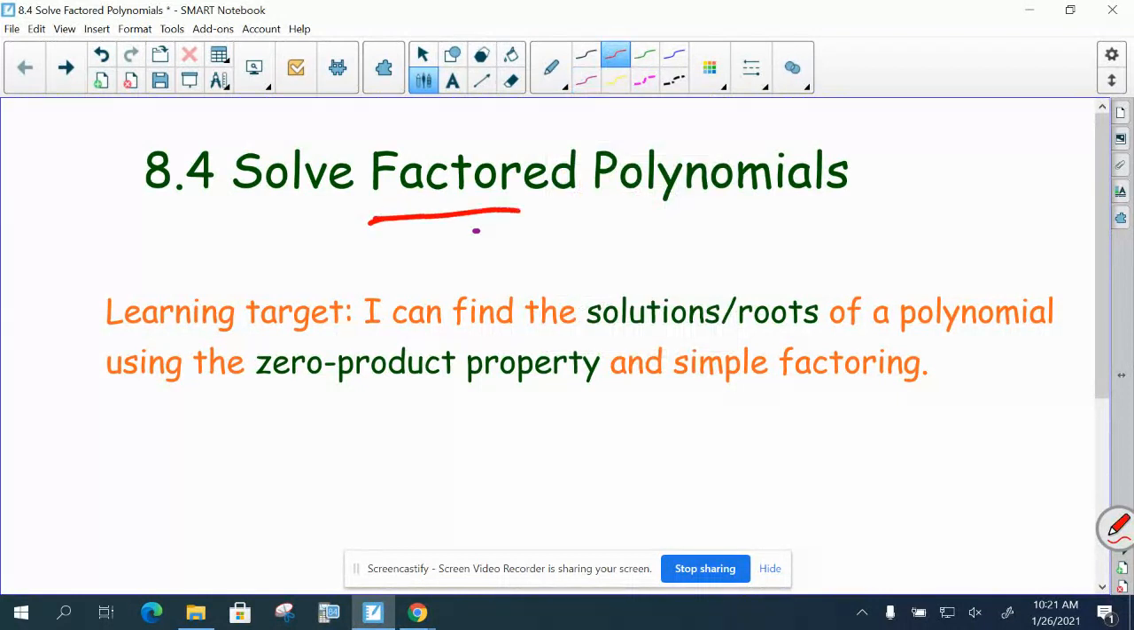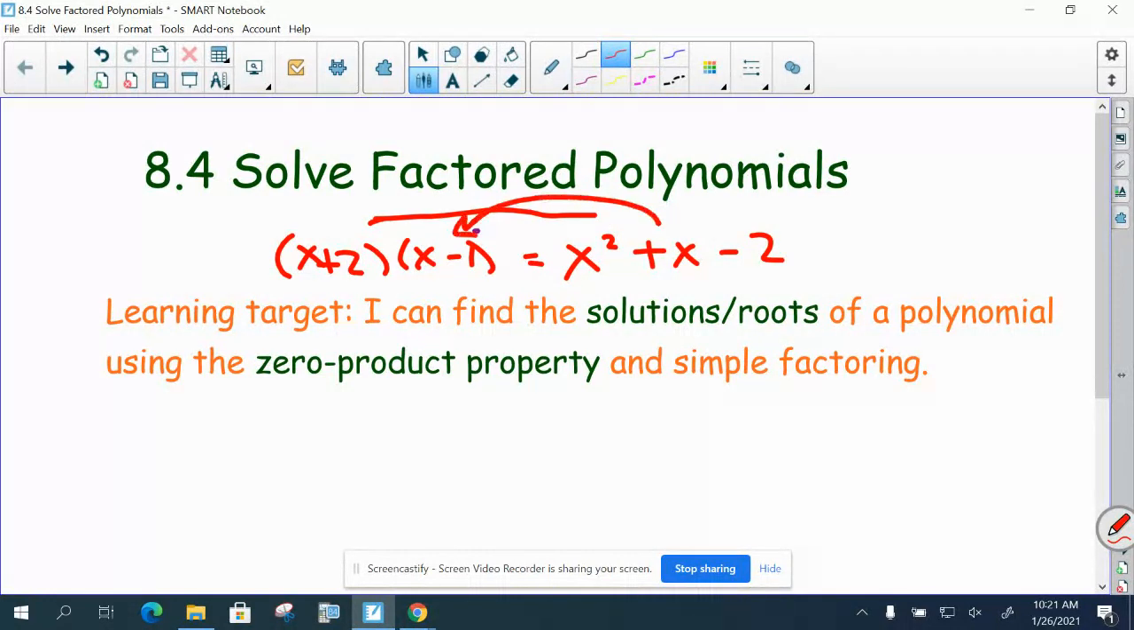All right, so factoring is the opposite of FOILing. When you FOIL, you take an expression like this, FOIL it out, and rewrite it as x squared plus x minus 2. When you factor, you have a simplified expression already, and you write it like this.